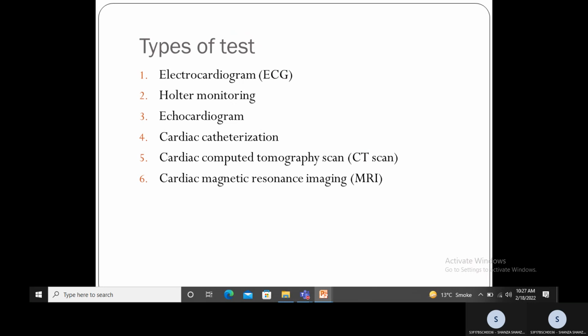Electrocardiogram. You can say this: ECG, Holter monitoring, echocardiogram, cardiac catheterization, cardiac computed tomography scan. You can say this: CT scan, cardiac magnetic resonance imaging. You can say this: MRI.